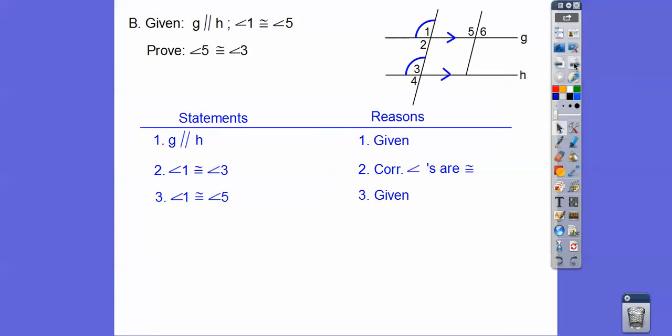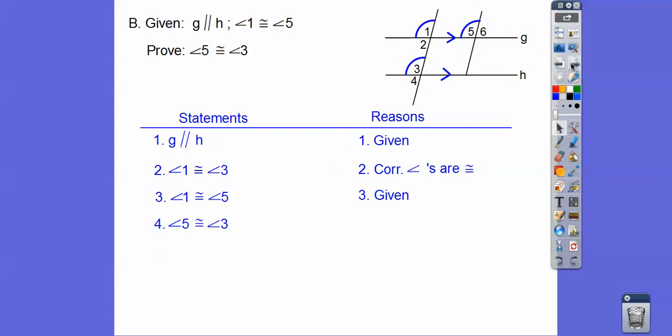That's given information. All right, now, so I should have marked it right there. I should have put the little angle mark right over here because 1 is congruent to 5 from the second given right there. Okay, so 1 is congruent to 5. Let me go back. Oh, we're good.